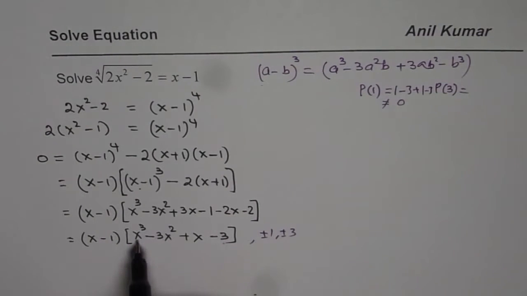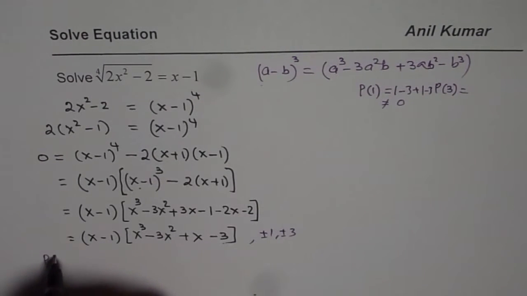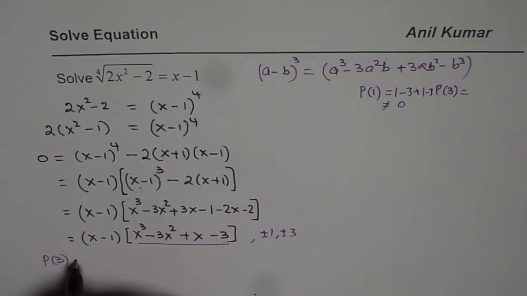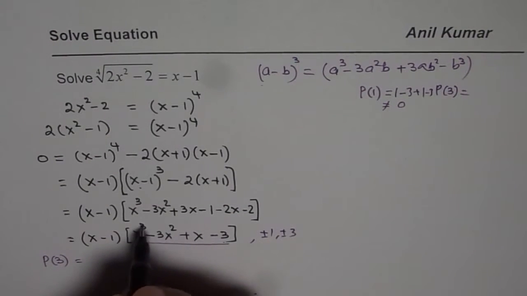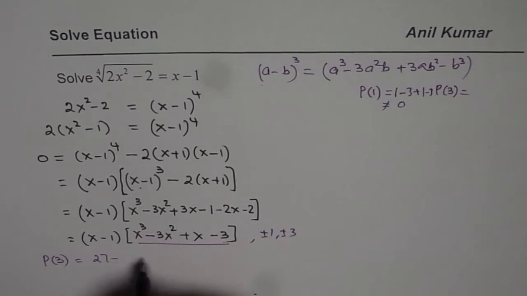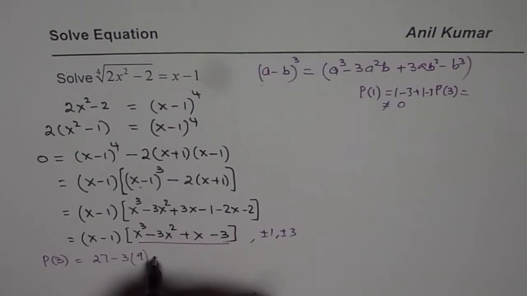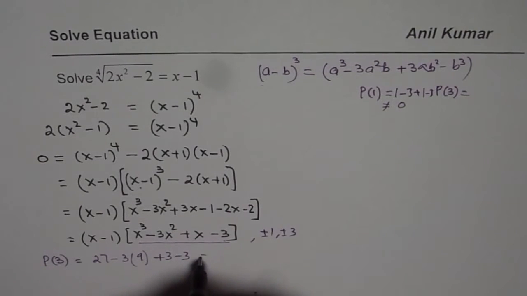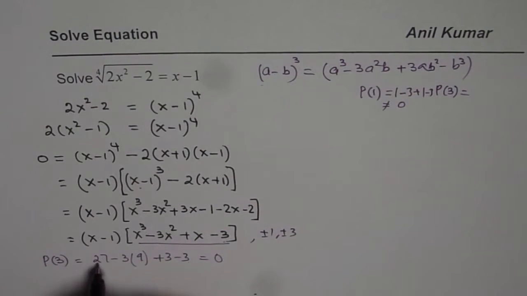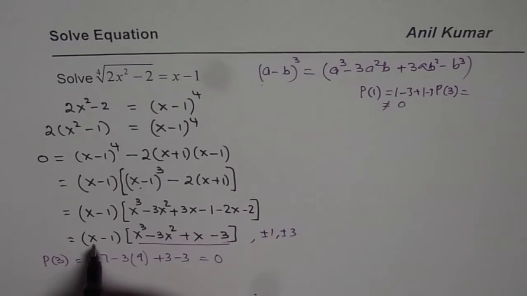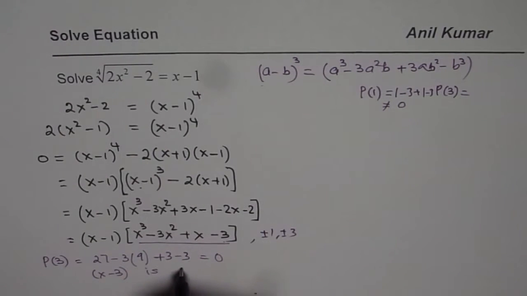So if I try 3 here, let me write down p of 3. We are only trying to factor this part. So 3 will give me 3 cube, which is 27, minus 3 times 3 square, which is 9, plus 3 minus 3, right? Plus 3 minus 3 is 0. 27 minus 27 is 0. Therefore, x minus 3 is also a factor. Do you see that? So that means x minus 3 is a factor.